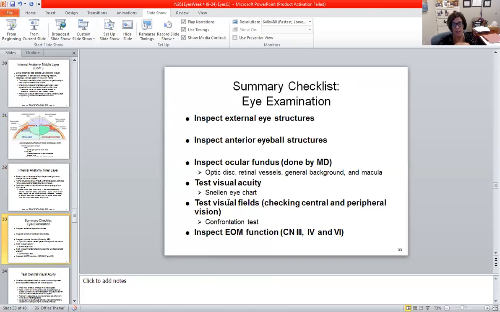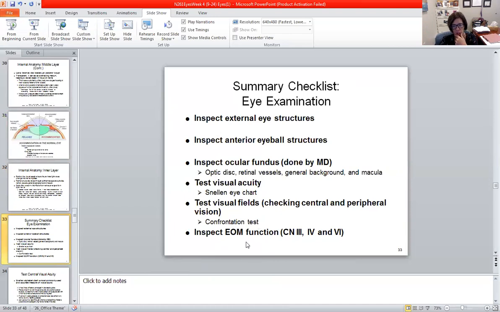Testing visual acuity is done with the Snellen eye chart. I'm sure you've all had this done when you were in school, with the big E and all the letters. We usually don't do that, but that's something you need to know. The Snellen eye chart checks optic nerve 2, which is your cranial nerve 2. Testing visual fields checks central and peripheral vision with confrontation tests. I don't think I went over that, but I will.